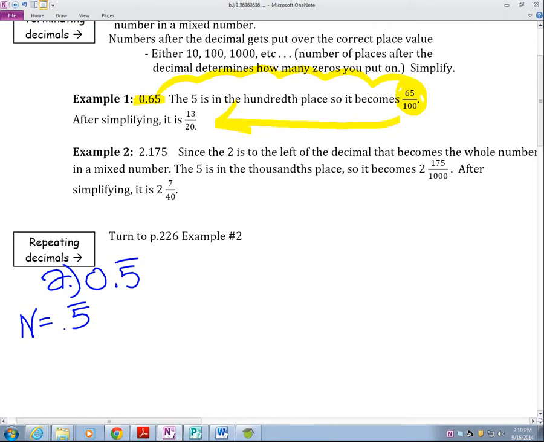But what if you have a whole number, then a decimal? Such as 2.175. Since the 2 is to the left of the decimal, that becomes the whole number in a mixed number. The 5 is in the thousandths place.